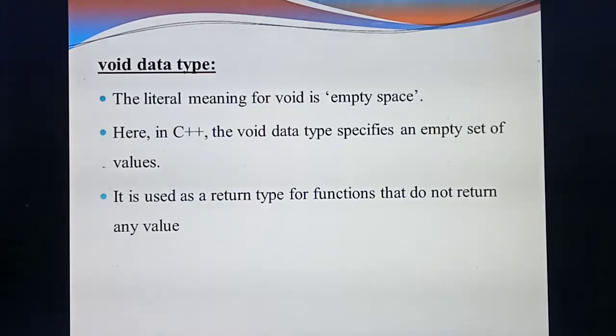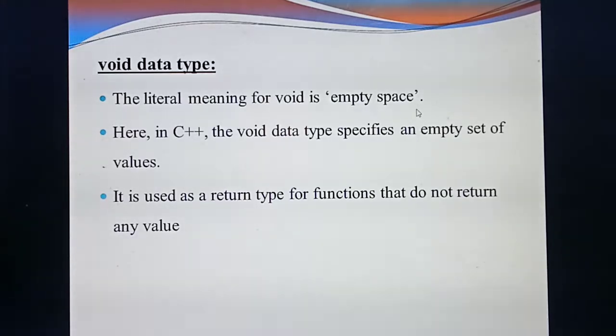So the next one is the void data type. What do you mean by void? In programs you might have seen void main. Likewise, the next data type is the void data type. What's the normal meaning of void? It means empty space. This is an important question: the literal meaning of void is empty space. Underline it. So void means empty space.